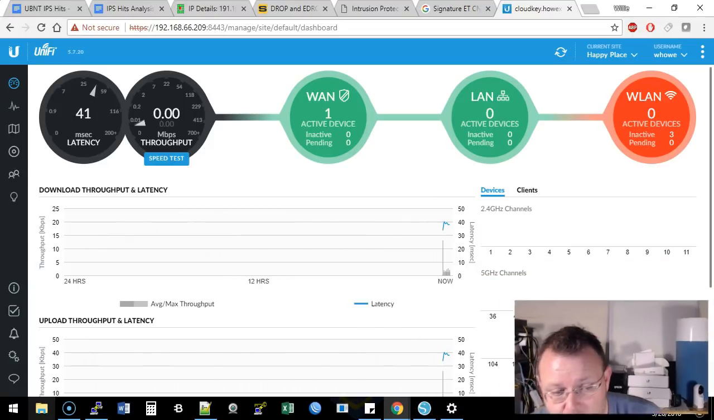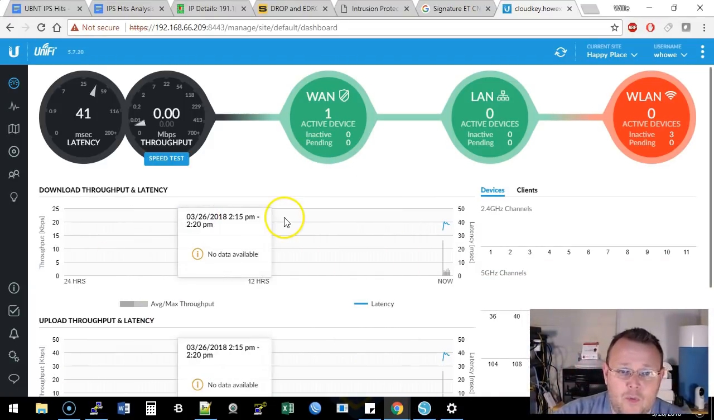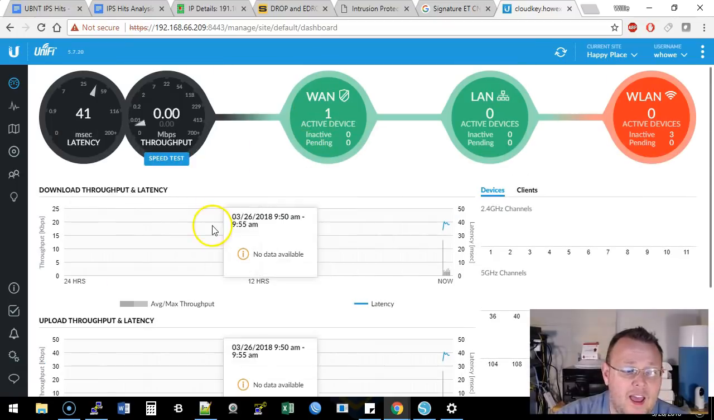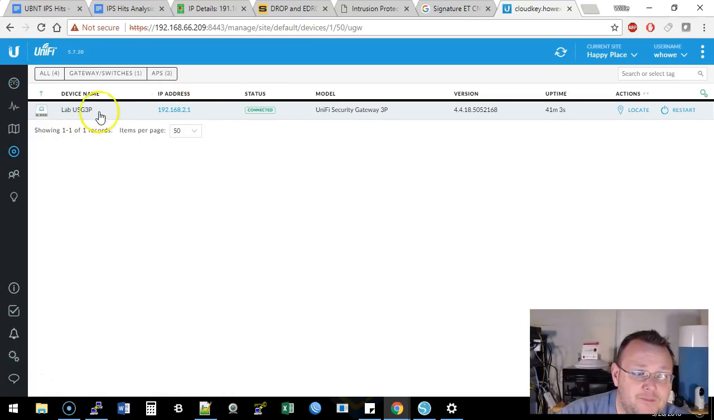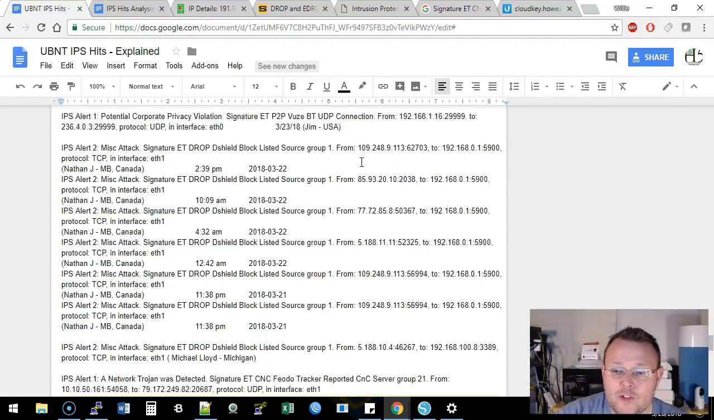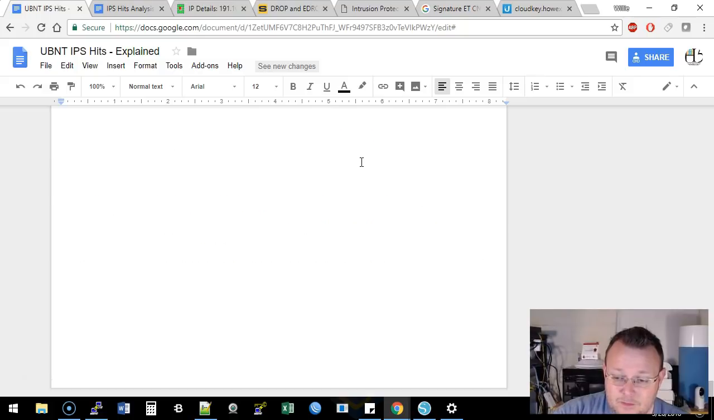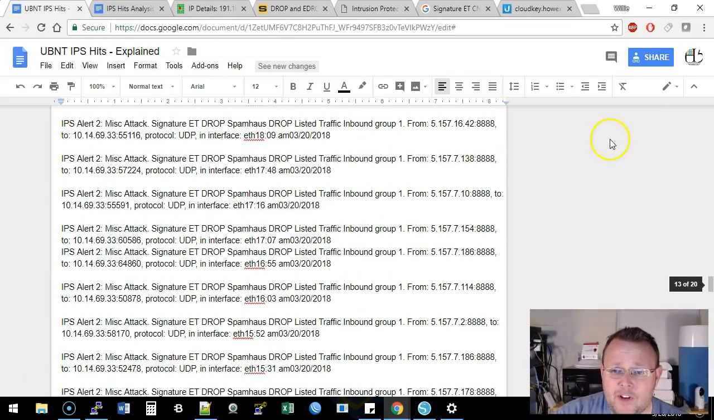All right. So we've got our 5.7.20 site. You can see that we've got one active WAN, which would be our USG. Now, obviously this is in the lab, so I'm not getting as many hits. I was so surprised when we opened this document up, we're right at 20 pages. Thank you to everybody who contributed to this document.